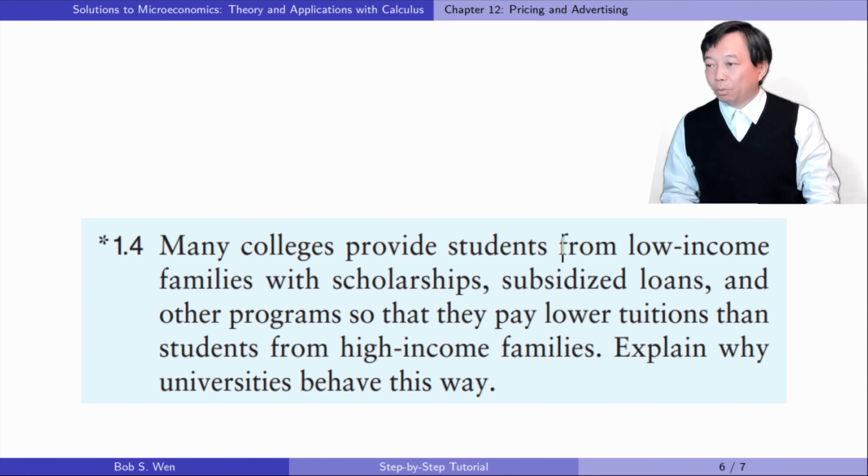Let's go to exercise 1.4. Many colleges provide students from low-income families with scholarships, subsidized loans, and other programs so that they pay lower tuition than students from high-income families. Explain why universities behave this way.